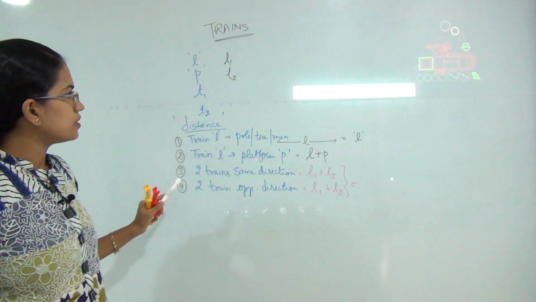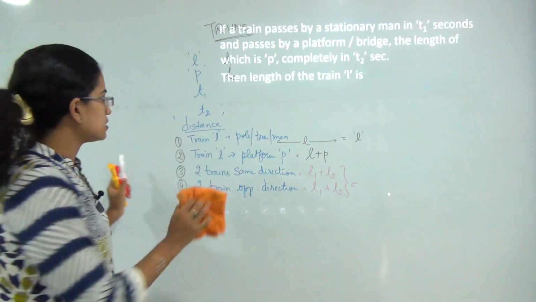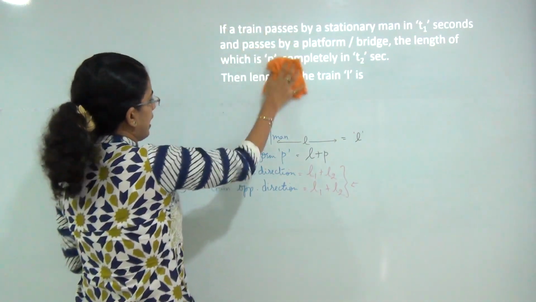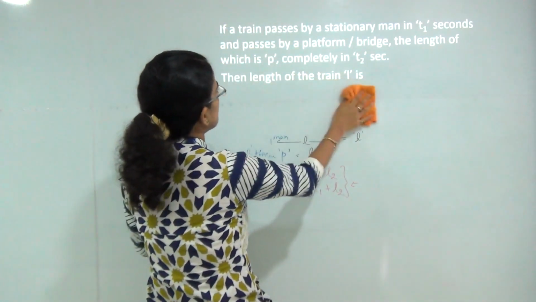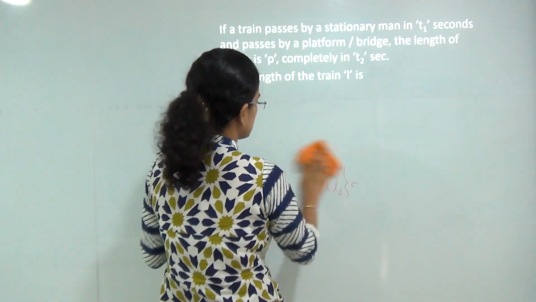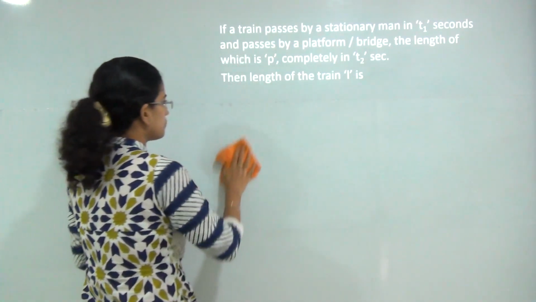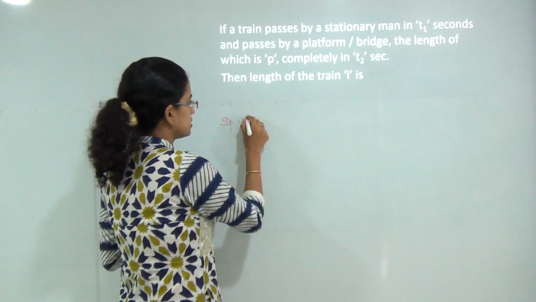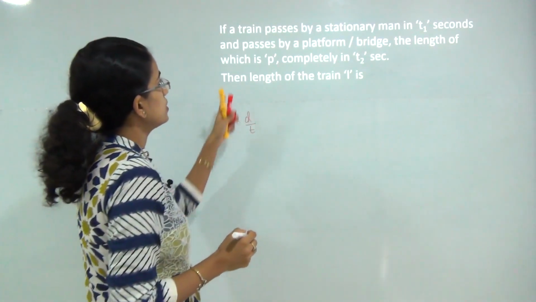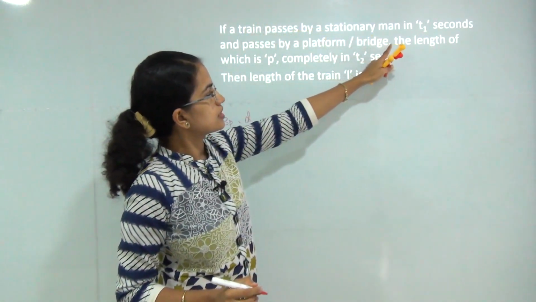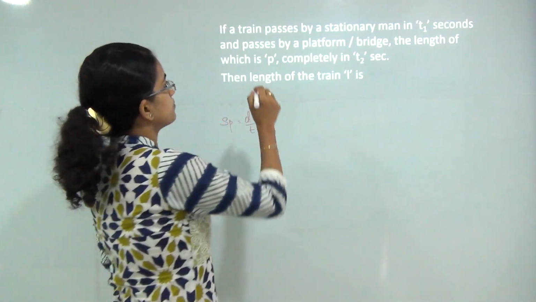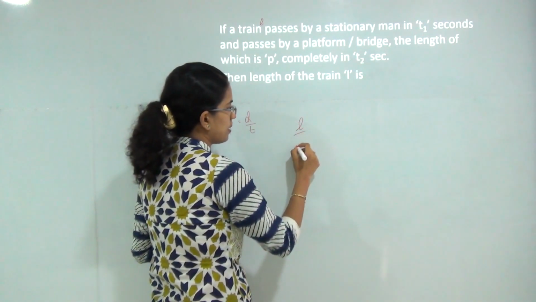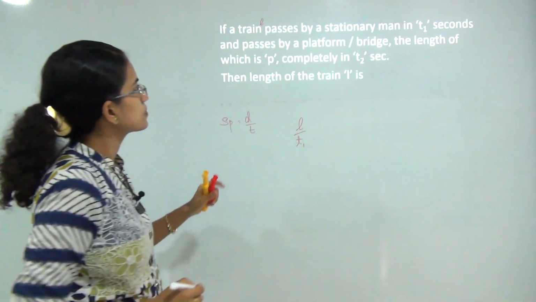So let's first solve a very simple problem that is based on distance. Now in this question, as you can see, I have a problem that shows a train passes a stationary man in t seconds. Now we already know the formula for speed. The formula for speed is distance upon time. Now the train passes a stationary man in t1 seconds. We have assumed the length of the train as L. So let's say L by t1 would be the first case.